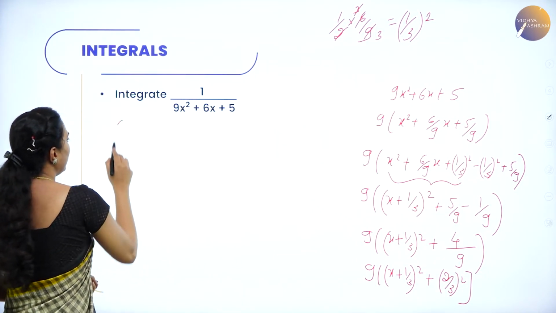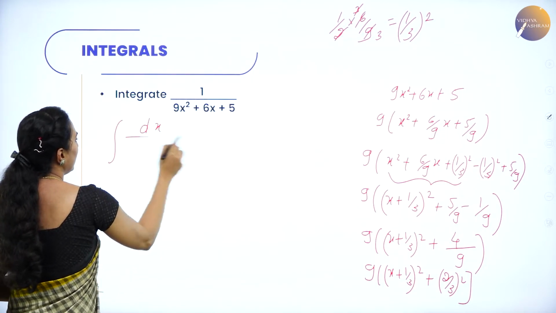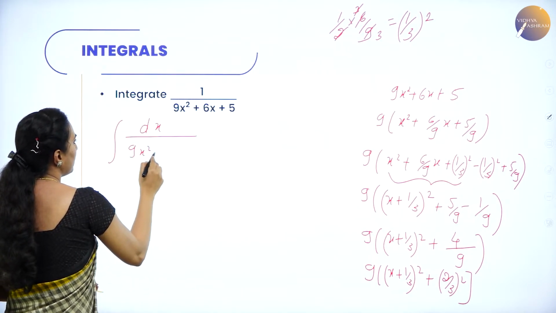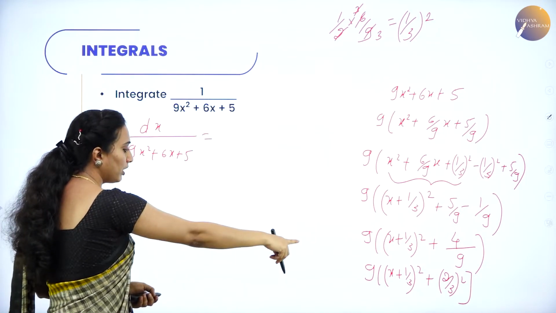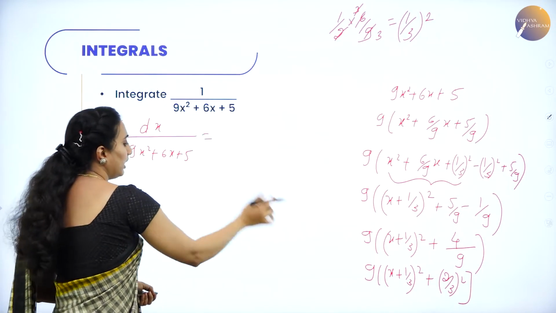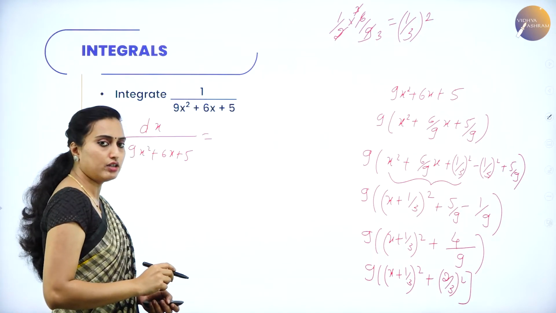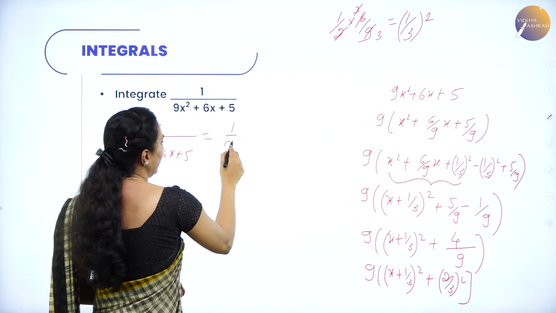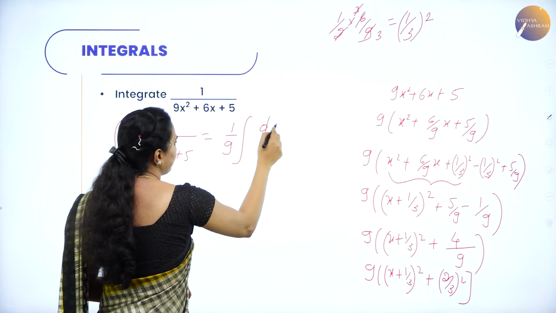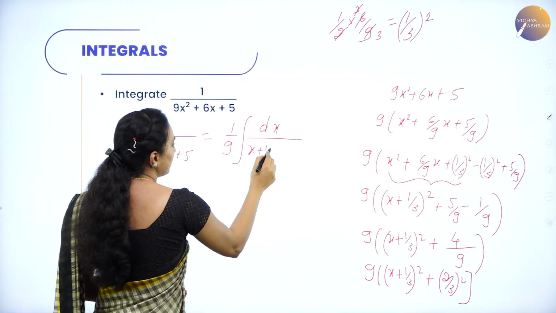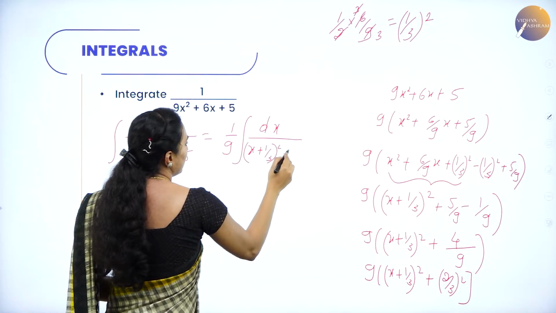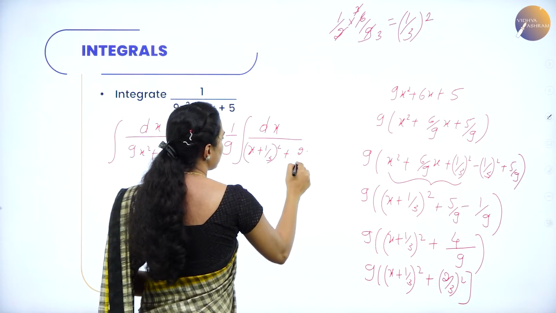Now writing here integral of dx divided by 9x squared plus 6x plus 5, which is equal to, you can observe, dear students, we are writing 9 in the denominator. So 1 by 9 will be outside the integral, dx divided by, 9 is already taken out, so writing (x plus 1 by 3) whole squared plus (2 by 3) whole squared.